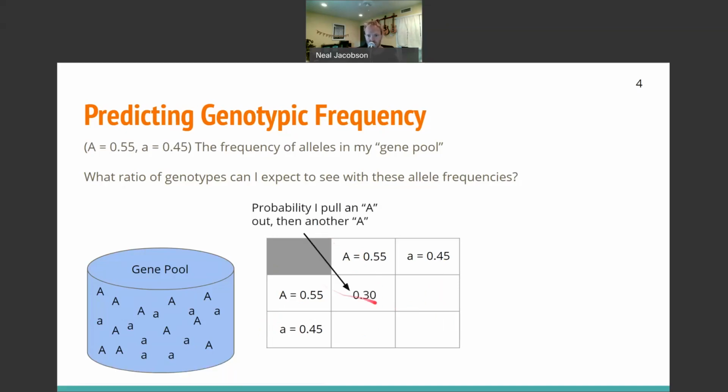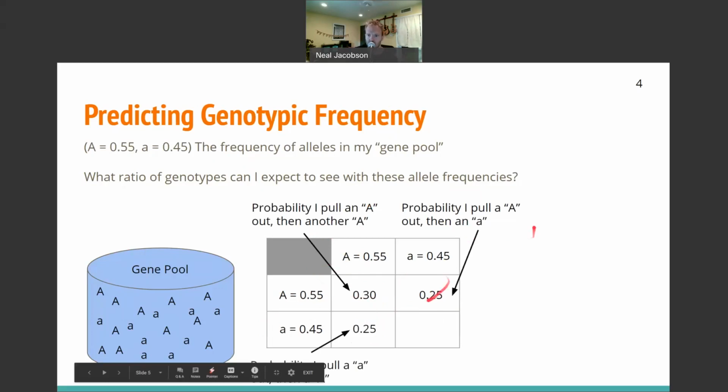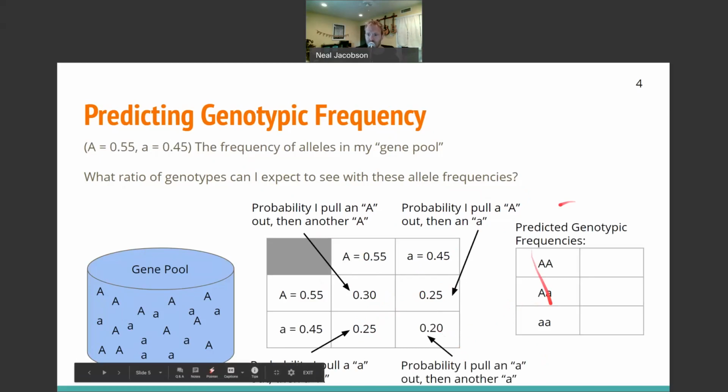This is the probability I pull out a big A and then another big A. I multiply 0.55 times 0.55, I get 0.30. This is the probability I pull out a big A and a little a. It's 0.25. It's the same for the other side over here. One is the probability I pull a big A out and then a little a. The other one's the probability I pull a little a out, then a big A. But they both make a heterozygous, so I add those two frequencies together. And then the probability I get a homozygous recessive is the probability I pull two little a's out back to back. So what are my predicted genotypic frequencies?